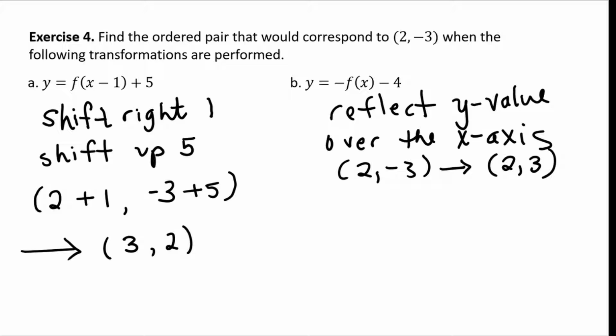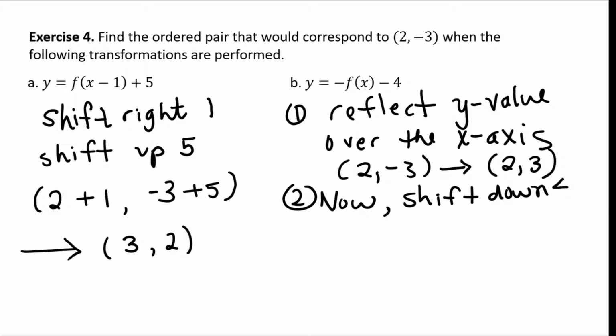the positive. Now, next step, so step 1 was the reflection, step 2 is the addition or subtraction, and the -4 means now you shift down 4. The up and down mean that you affect the y, so the 2, 3 then becomes 2, 3 minus 4 would be -1. The order of operations is very important. Remember, order of operations matters in transformations just as it does in arithmetic.